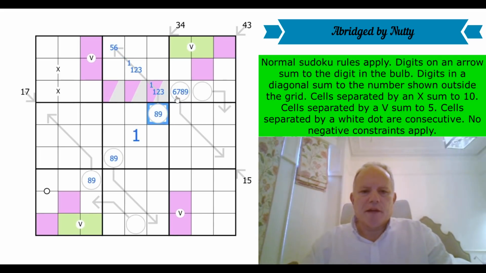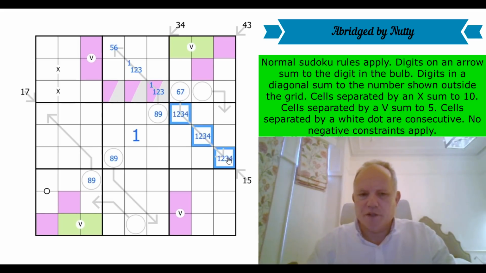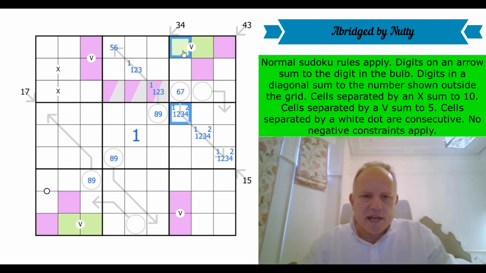But remember, these two add up to 15. So now this is either 6 or 7 and is either 1, 2, 3 or 1, 2, 4. Definitely includes a 1 and a 2. Now that cell is green because it sees both purples and 1 green. It's the other green.